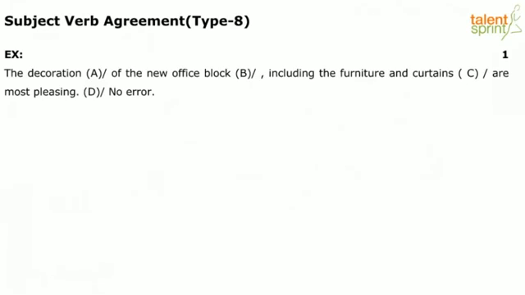It's pretty simple. As we saw in the last question, although the concept of subject verb agreement is pretty clear, more often than not people make mistakes. Now let's look at this question. The decoration of the new office block, including the furniture and curtains, are most pleasing. I think Vikram Reddy says is most pleasing. Is should replace are, is what most of you are saying. Now I want to know why.